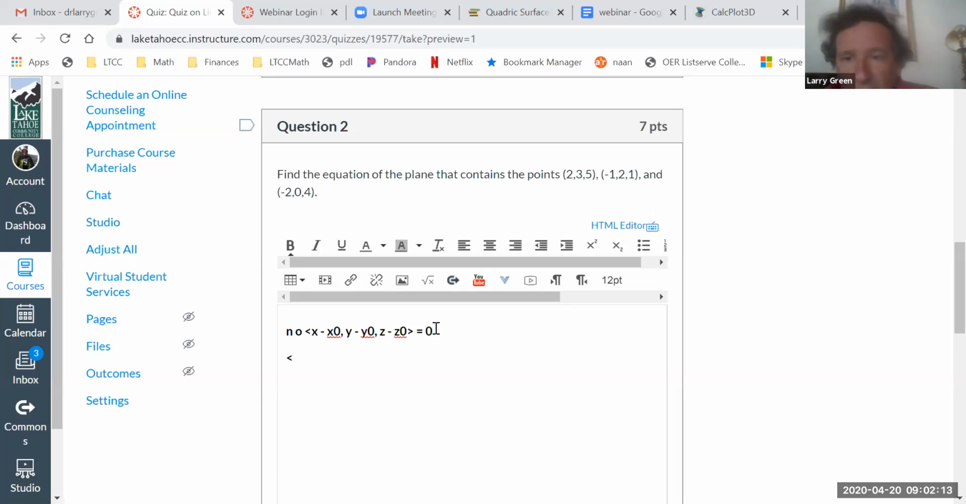So we could take the first two, and we can go -1 minus 2 is -3. And then we can do 2 minus 3 is -1. We do 1 minus 5 is -4. And then we can cross that with, and we can take the second two if you want. -2 minus -1 is -1.